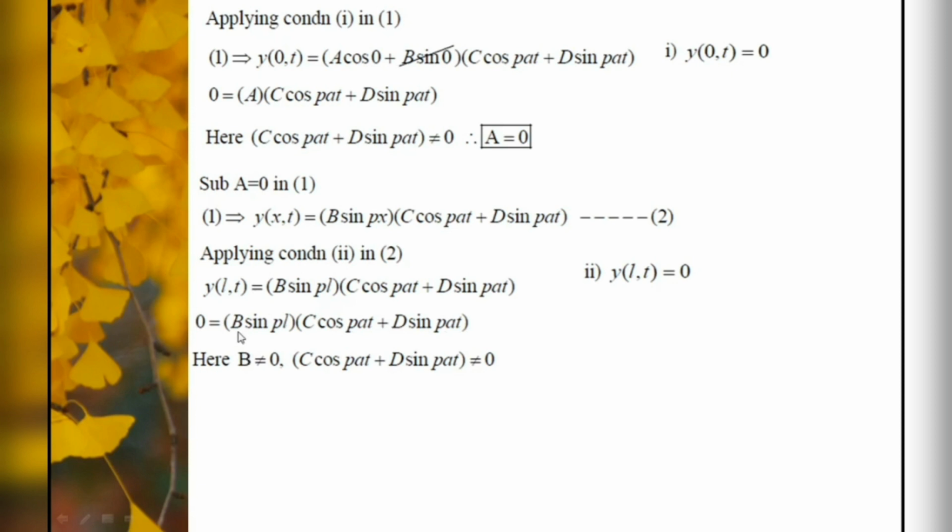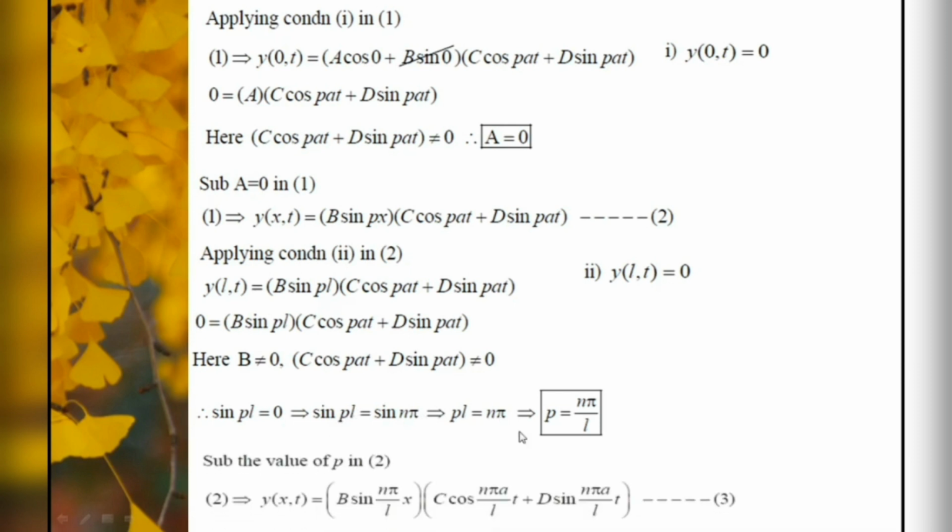Now the two possibilities are either b equal to 0 or sin pL equal to 0. Suppose we consider b as 0; in this case the solution will become 0, which is meaningless. Therefore the possibility is that sin pL should be equal to 0, and so b is not equal to 0 here. If sin pL is 0, then pL should be a multiple of n pi, and hence we write pL equal to n pi and p equal to n pi by L.